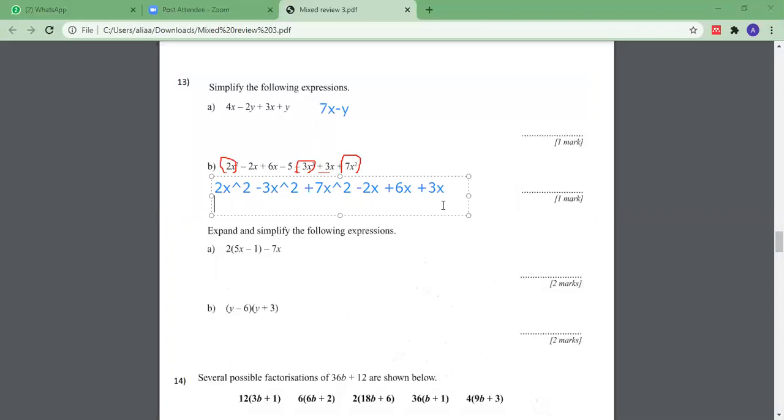Okay, next step, I will solve 2x power 2 minus 3x power 2 plus 7x power 2. It will be 6x power 2. Negative 2x plus 6 will be 4 plus 3 will be 7, plus 7x. Okay, and finally I have minus 5, so it will be minus 5. Okay.